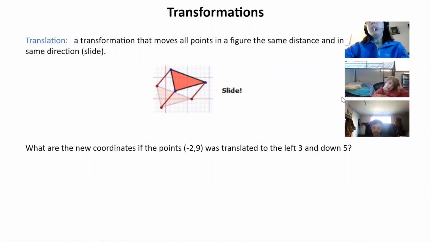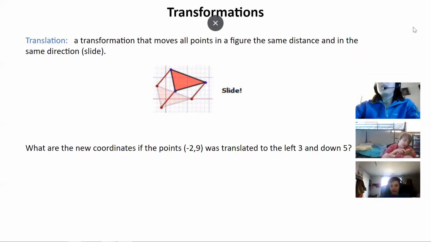A translation is a transformation that moves all the points in a figure the same distance and in the same direction. So it's like a slide. And what you guys will have to do is you'll be given a point on the coordinate plane, and you'll have to translate it different ways. And there's a few ways to do that. So in this problem, it says, what are the new coordinates if the point -2, 9 was translated to the left 3 and down 5.